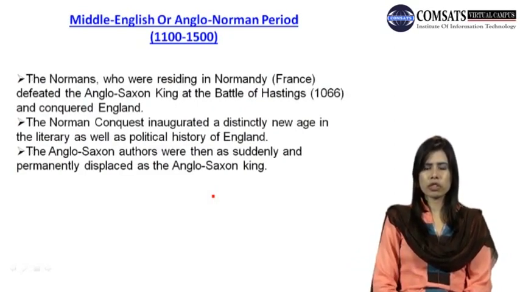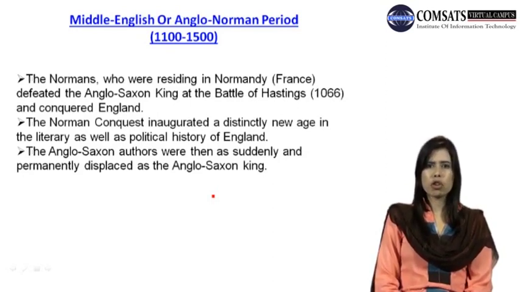The previous period in the history of English literature, the Anglo-Saxon period, started in 670 and ended in 1100. Right after 1100 there was one more period in the history of English literature, known as the Anglo-Norman period or Middle English. Previously the Anglo-Saxon period is known as Old English. So this is Middle English plus Anglo-Norman period.